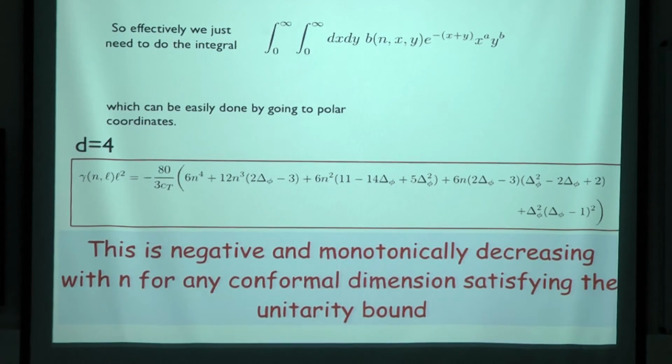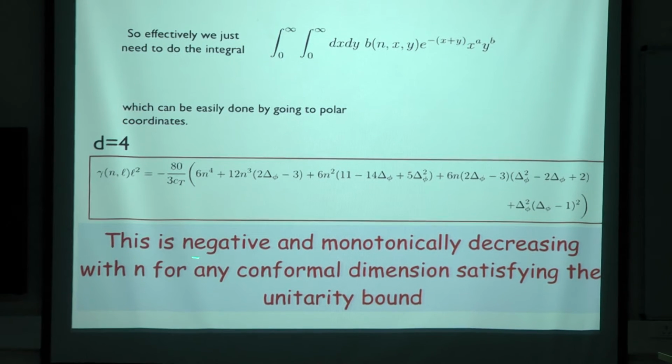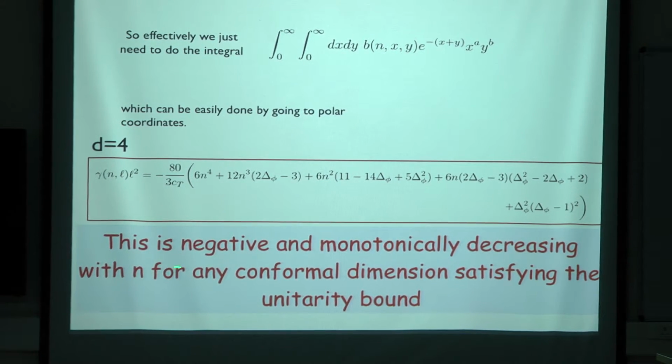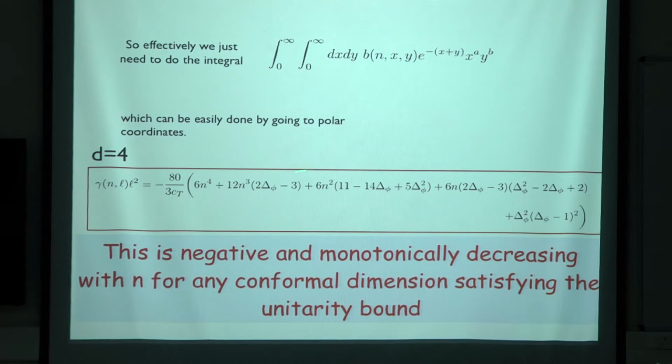So what do you do with this? So you can ask, what is the sign of this anomalous dimension? It turns out that this is negative and monotonically decreasing with n for any conformal dimension satisfying the unitarity bound. So these are scalars. Scalars have a unitarity bound. It should be greater than or equal to d minus 2 by 2.